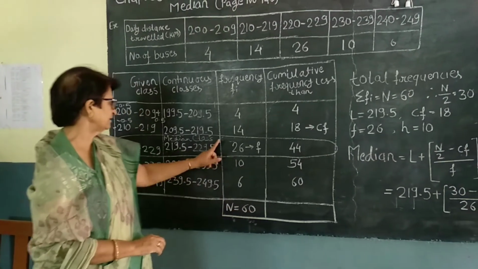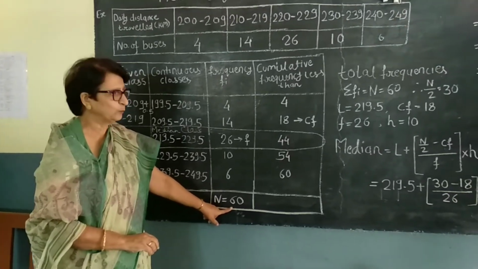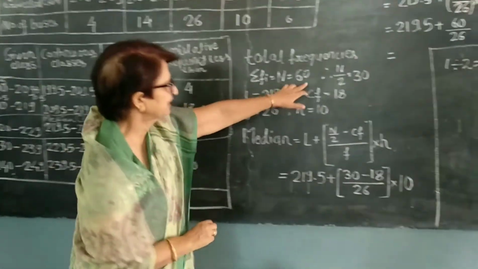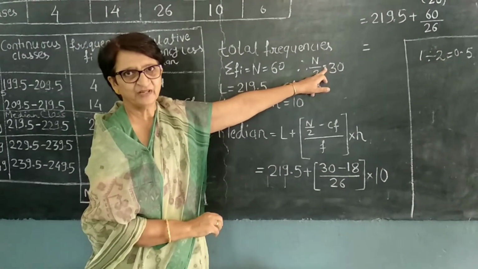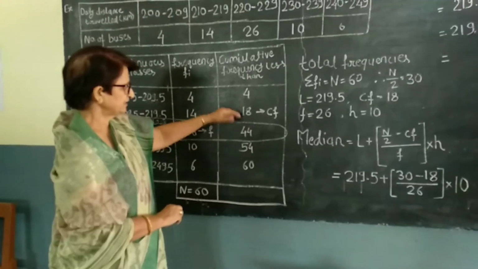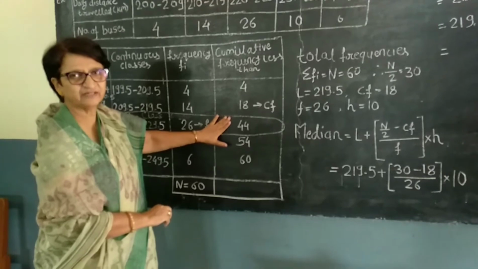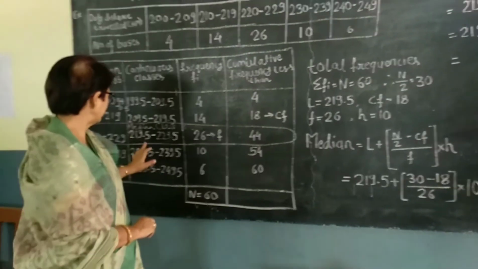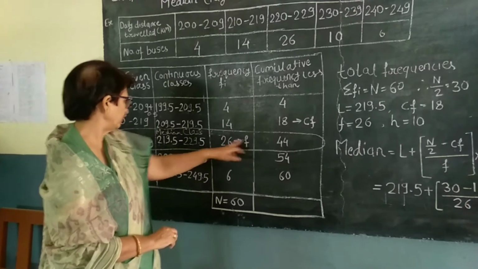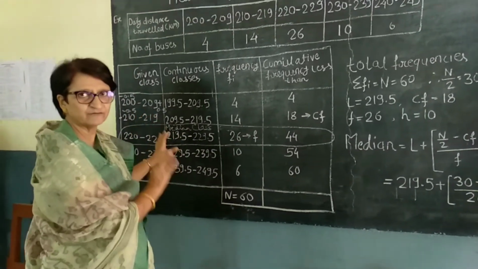How do we have to find the median class? By dividing 60 by 2. We divide 60 by 2, then how much do we get? 30. Now where will this 30 lie? This is 18, this is 44. It means 30 will lie in this group, that is 219.5 to 229.5, this group. So this is now your median class. Everything we have to take from here.